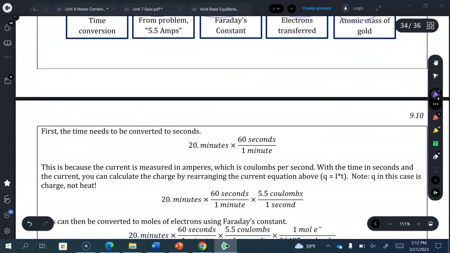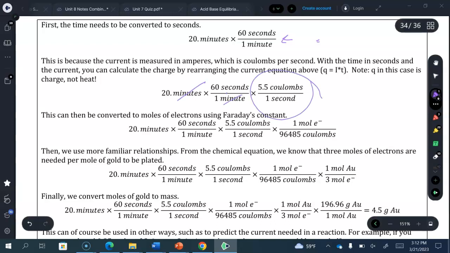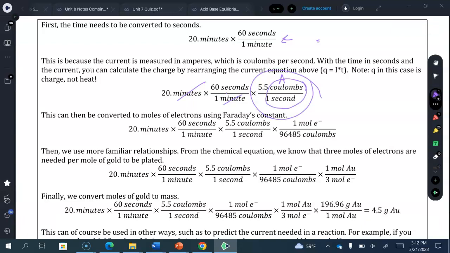Using that, we look on the next page. First you convert minutes to seconds. Because we don't like to put the equal sign and do a second conversion, we tack on another conversion, so my minutes cancel. Now I change to coulombs because it told me that it was 5.5 amps, and amps is the number of coulombs per 1 second. So I have 5.5 coulombs per 1 second, and that cancels my seconds.